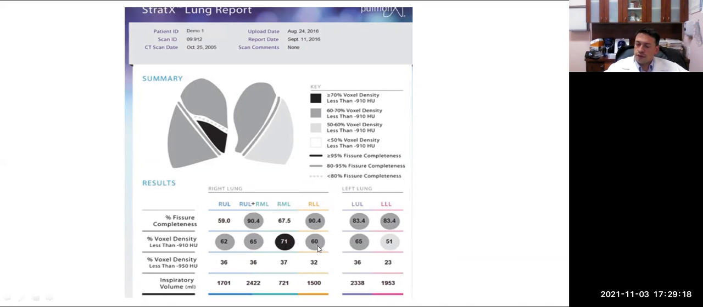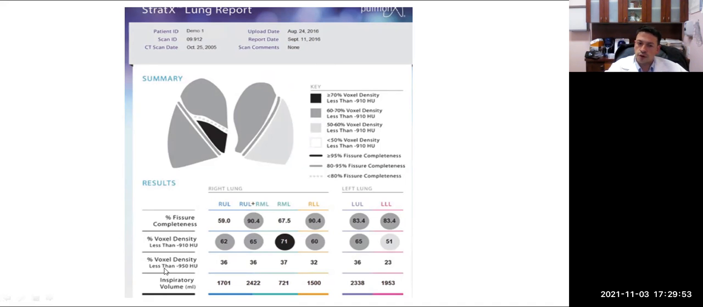And if you have less than 50% voxels that are below negative 910 Hounsfield units, that is white color. That basically means insufficient emphysema. Those patients were not included in clinical trials. Anything more than 50%, you get 50 shades of gray, and those patients were included in clinical trials. So if you are more than 70% voxels, then that's black, gray, light gray, or white. Okay, so you could look at the color and get a sense.